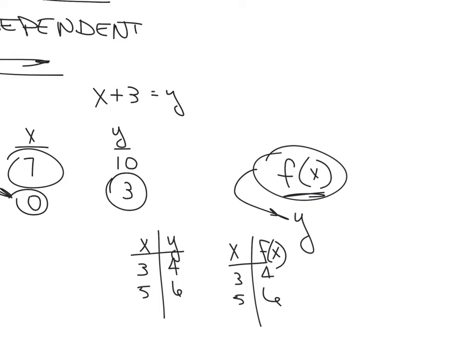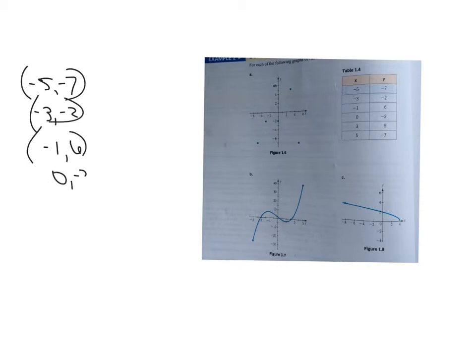All right, so let's jump up to example number 2. For example 2, it's just asking us to find the domain and the range. So really what you're going to do is look at A and write the coordinates of A. So you've got (-5, -7), (-3, -2), (-1, 6), (0, -2), (3, 5), (5, -7).